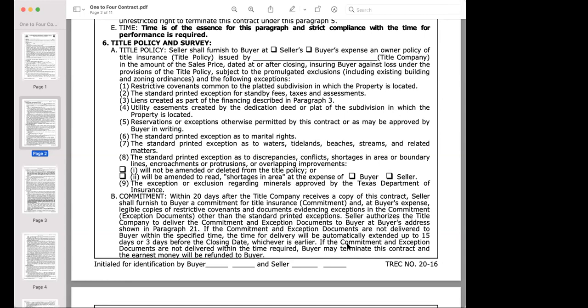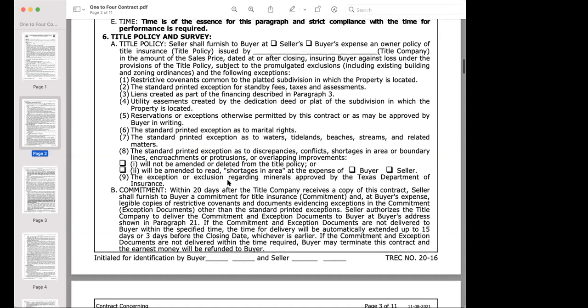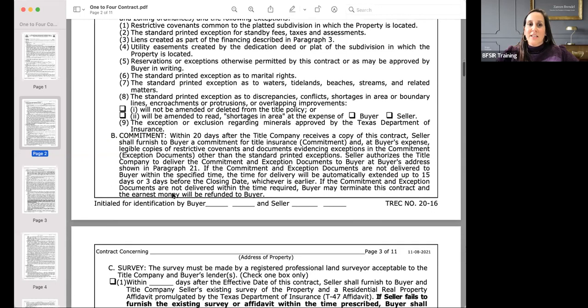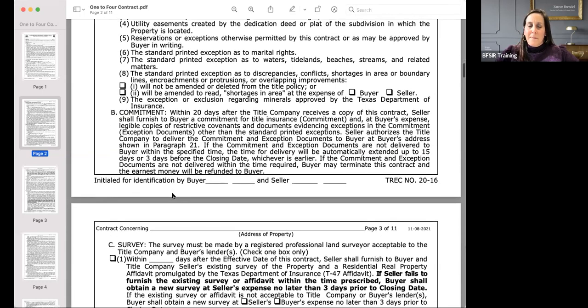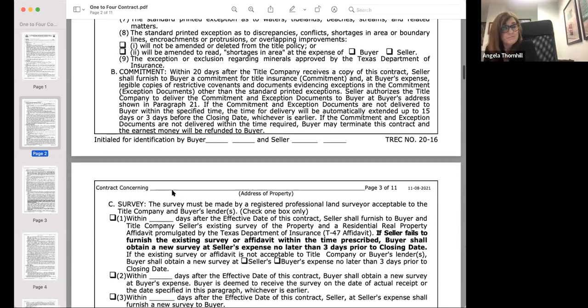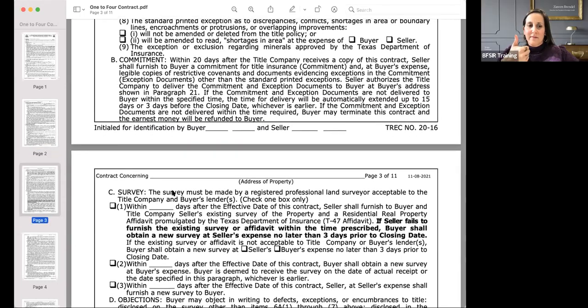You're talking about whether it will be amended or not, and who will pay for it. 6A8. Yes, that's just an additional endorsement that they're giving the buyer the option to have or not. It's more protection. It makes their policy a little bit stronger because it protects over boundary issues. Does that make sense, guys?